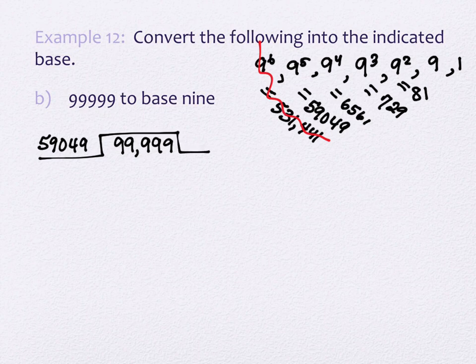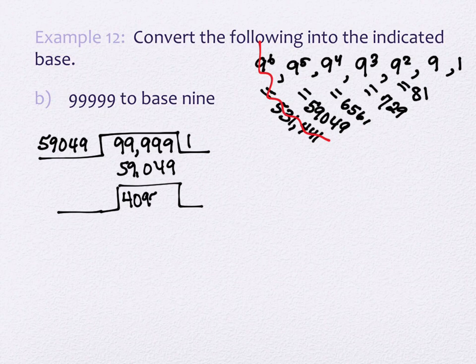And how many 59,049s are there in 99,999? Is a really good question. It's a really easy answer actually on this one, huh? Only one. There's only one of them. So 59,049, we'll subtract. What do I get when I subtract those two? 40,950. That's right. And so we've taken care of the first division.